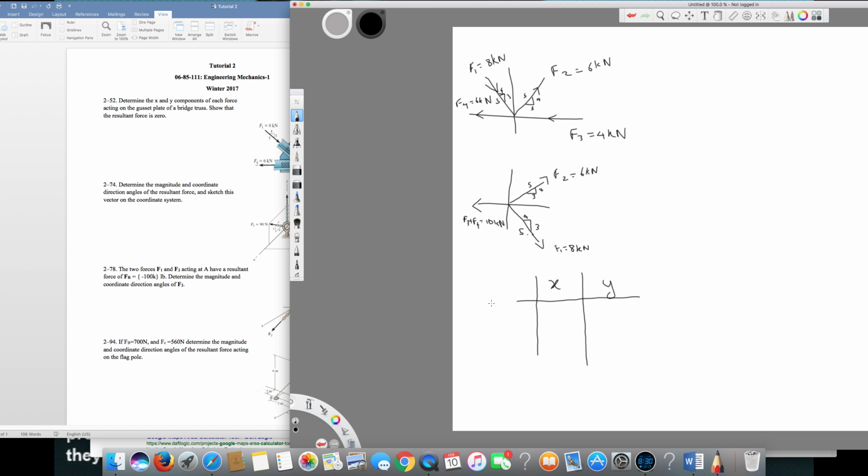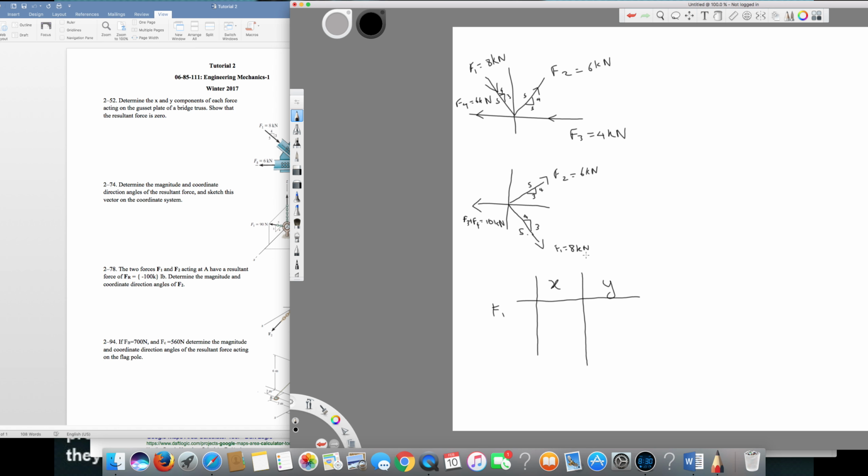So if I look at F1, F1 is facing downward, but you have to know what is opposite and adjacent first. If you see something on the y axis, that means that is opposite. And if you see something on the x axis, that is adjacent. So that's how we say it's opposite or adjacent, right?